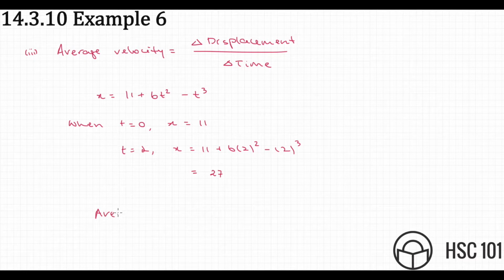So in this particular case, the way in which we should set this out is average velocity equals final displacement minus initial displacement divided by change in time interval. If you check this out, 27 minus 11 is 16, divided by 2. So our average velocity is therefore going to be positive 8 meters per second.